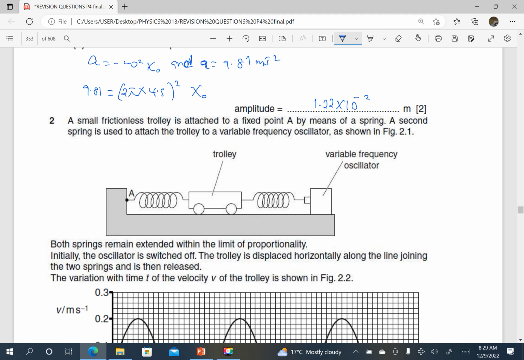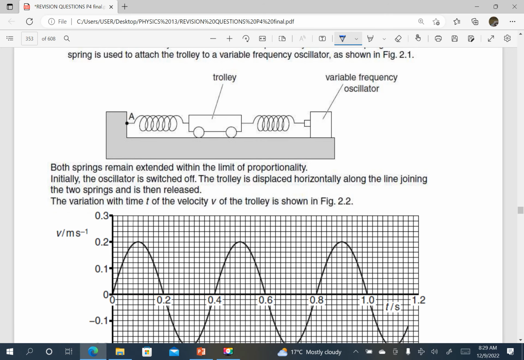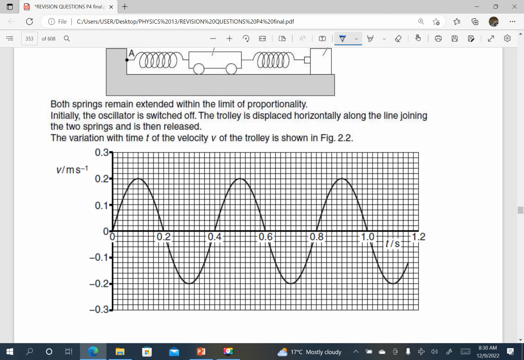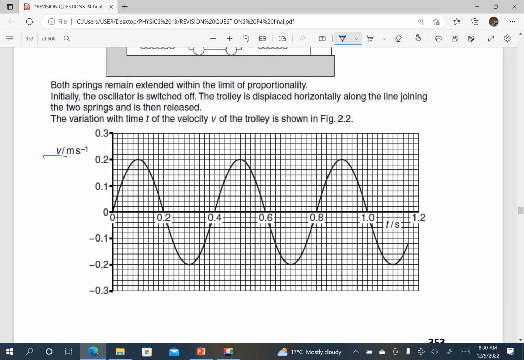A small frictionless trolley is attached to a fixed point A by means of a spring. A second spring is used to attach the trolley to a variable frequency oscillator as shown in the figure. Both springs remain extended within the limit of proportionality. In other words, Hooke's law is still obeyed. Initially, the oscillator is switched off. That means there are no forced oscillations. It is just free oscillations. The trolley is displaced horizontally along the line joining the two springs and is then released. The variation with the time t of the velocity v of the trolley is shown in the figure here. So this is a graph of v against t.